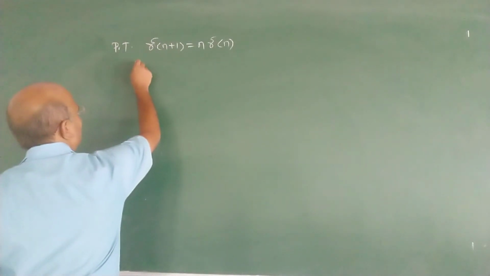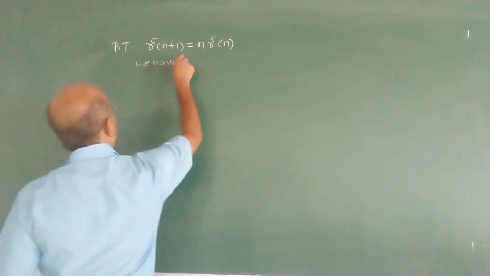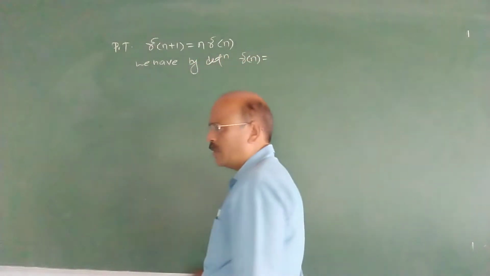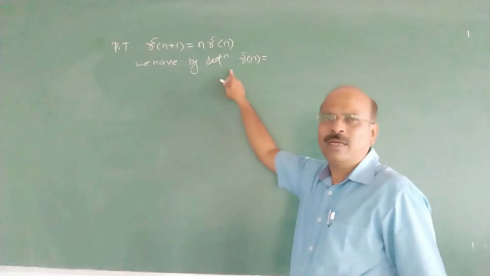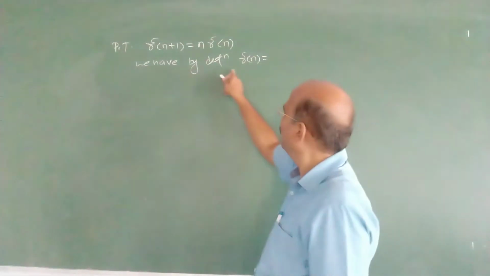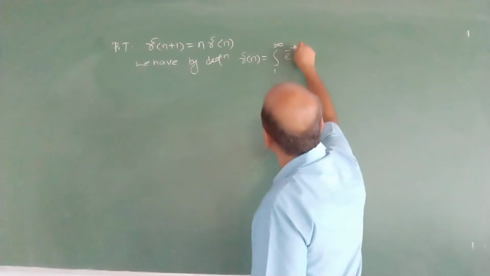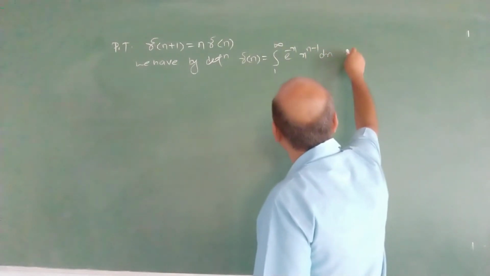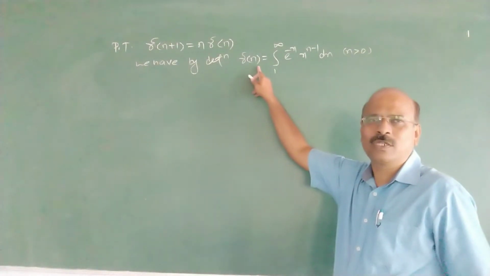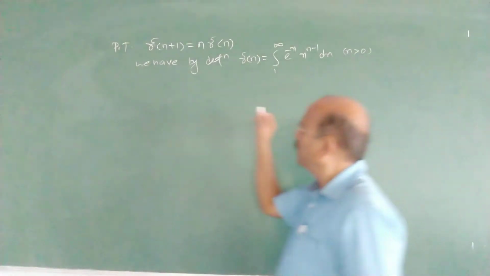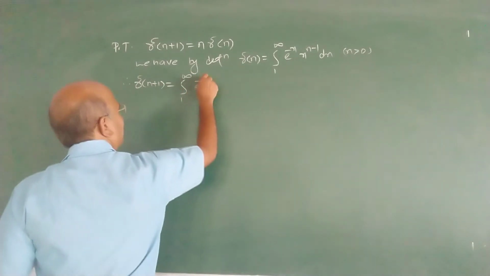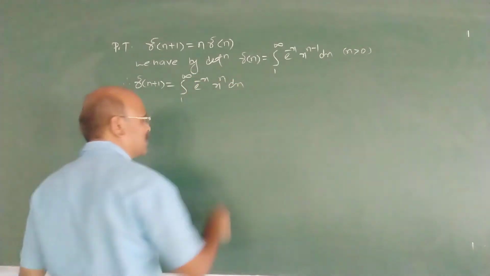How to prove this? By the definition of gamma function, gamma n is, and you should be perfect with these definitions, beta m n, what is beta m n, and gamma n. What is gamma n? Integral 0 to infinity of e raised to minus x, x raised to n minus 1 dx. Always remember n is greater than 0. Then only it converges and it becomes a function of n. Therefore, gamma n plus 1 is the integral of e raised to minus x, x raised to n dx. Followed?